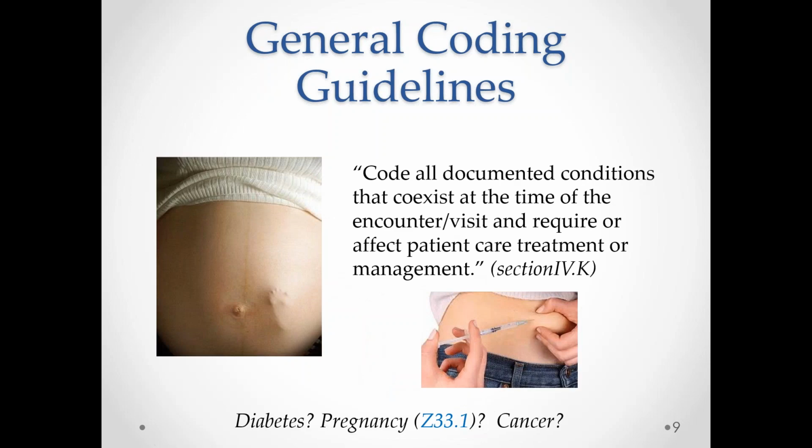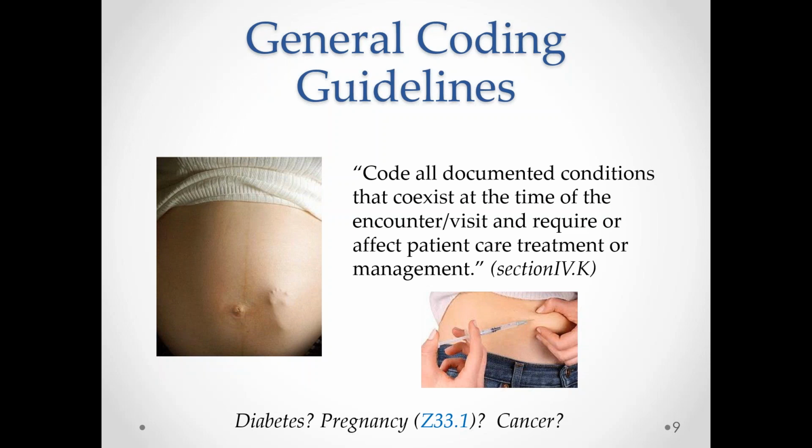Section 4 of the guidelines also has an interesting thing I think is relevant to chiros. They have told us that you should code all documented conditions that coexist at the time of the encounter or visit and require or affect patient care, treatment, or management. So that brings to question, someone has diabetes, should I code for that as a chiropractor? Diabetes is not something chiropractors manage or treat. It's outside the scope of practice. So should I list the code?